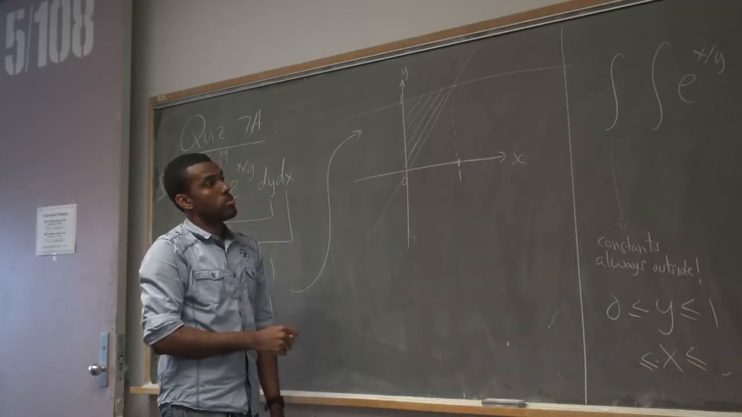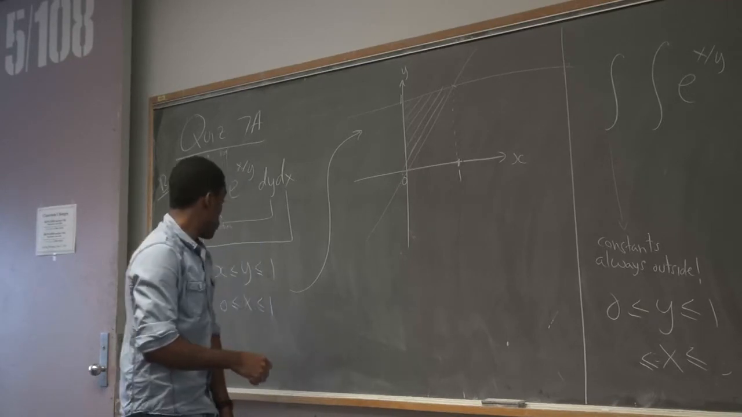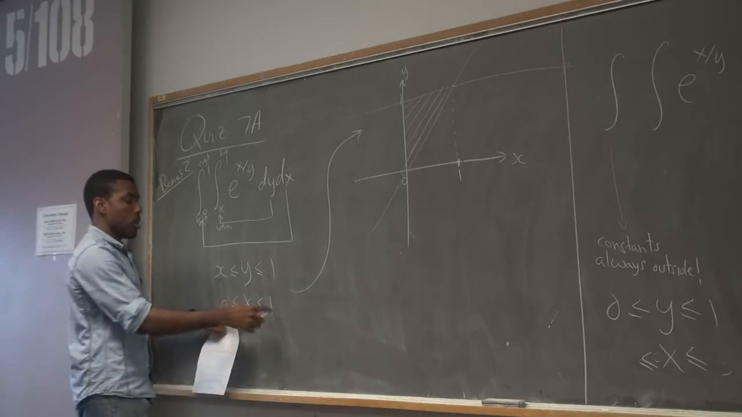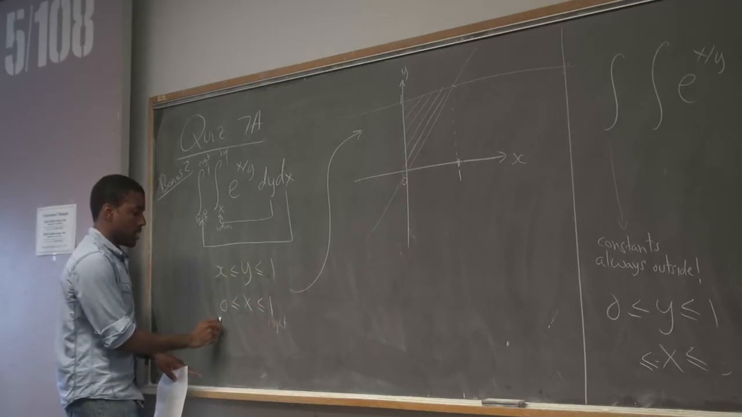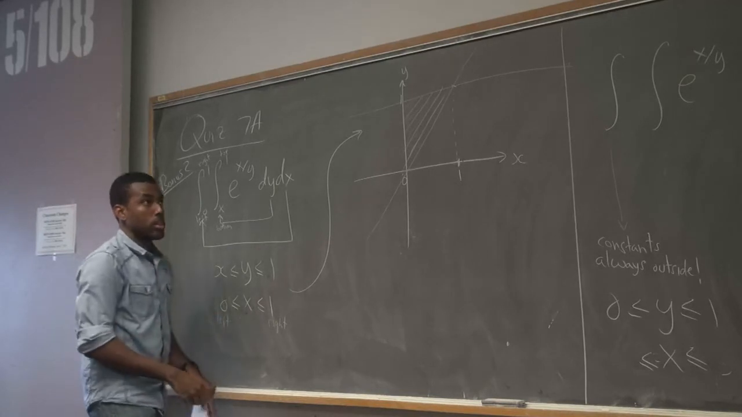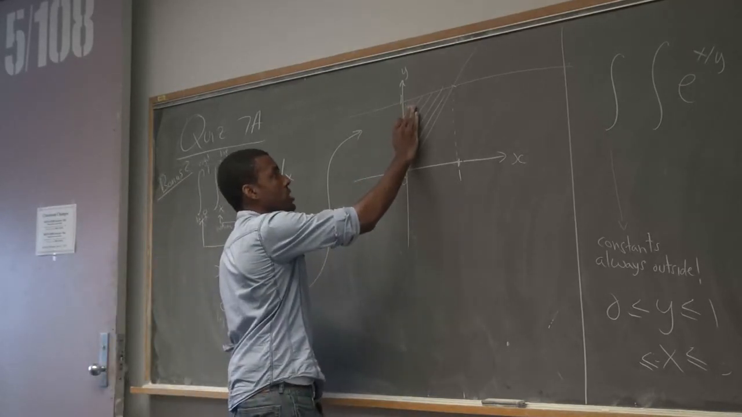Now remember, when you're looking at x, the upper guy is the guy on the right, and the lower guy is the guy on the left. So of this shaded region, what function is on the right?